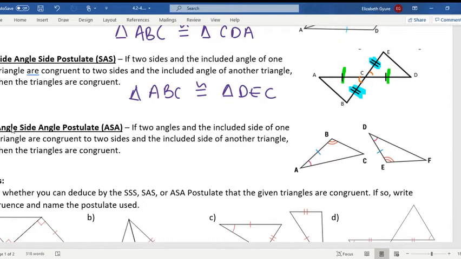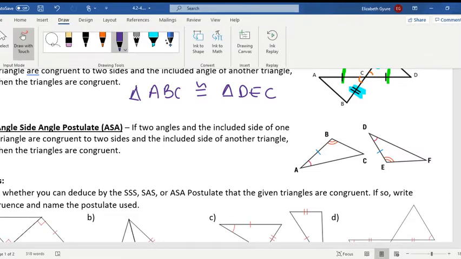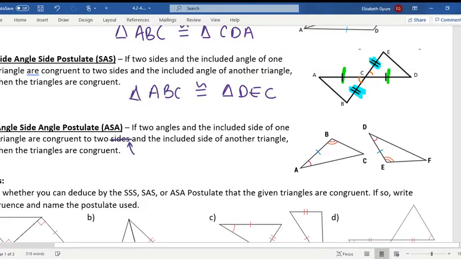The next one and the last one for today is angle side angle postulate. Similar idea to side angle side, but kind of like reversed. If two angles and the included side of one triangle are congruent to two angles, here, a little typo here, two angles and the included side of another triangle, then the triangles are congruent.